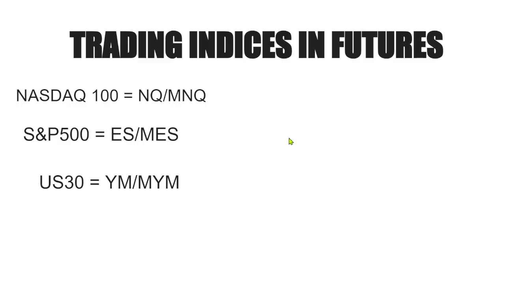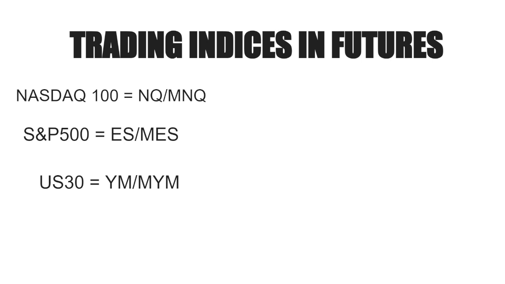Now we're going to go into a small little breakdown of actually trading these indices in the futures, which I haven't seen too many people do. So here are the symbols for the mini and the micro. You have your NASDAQ 100, which is NQ, which is your mini, and then you have MNQ, which is the micro contract.